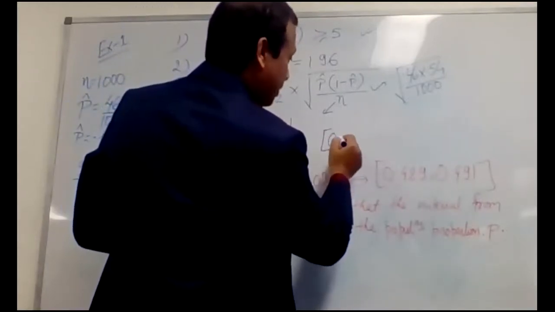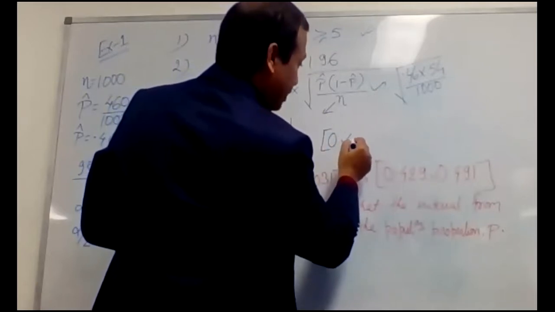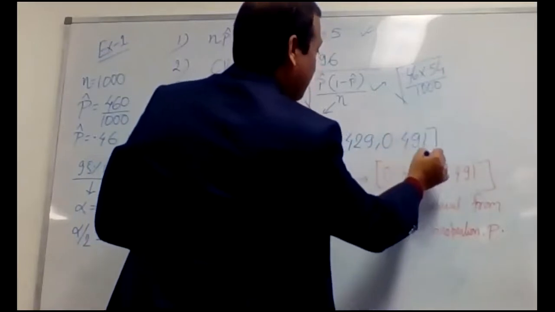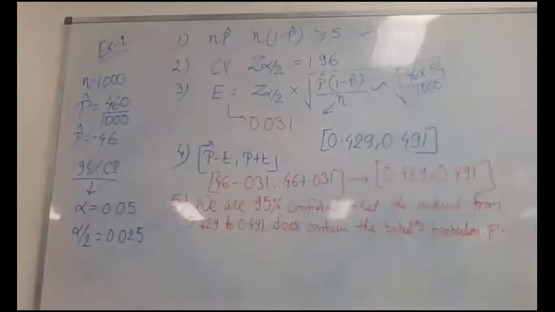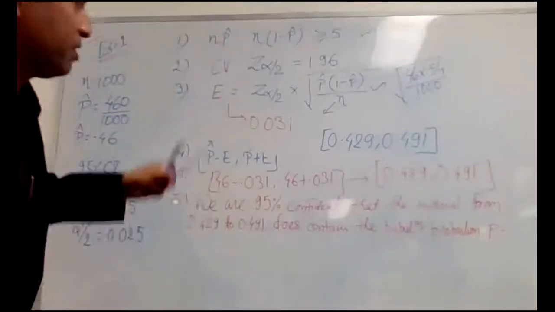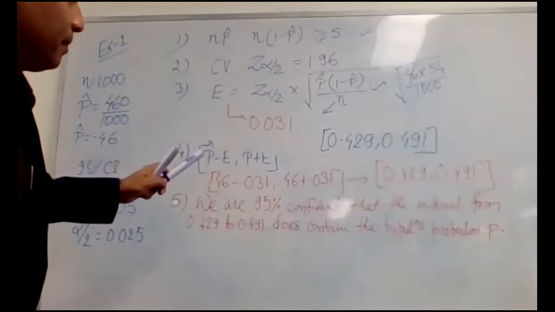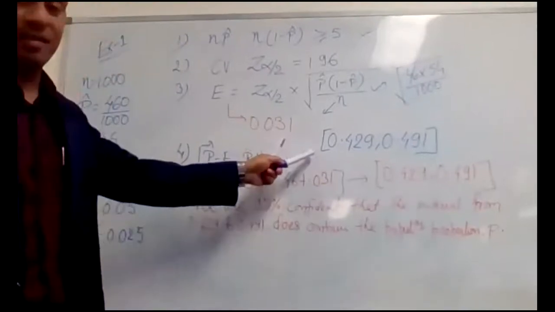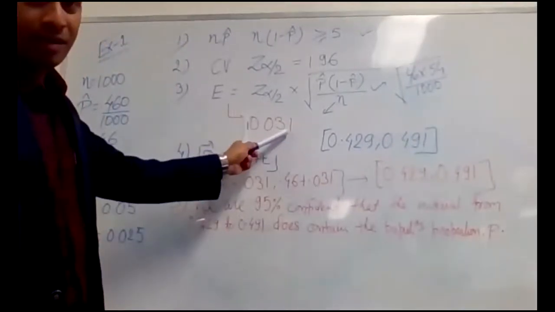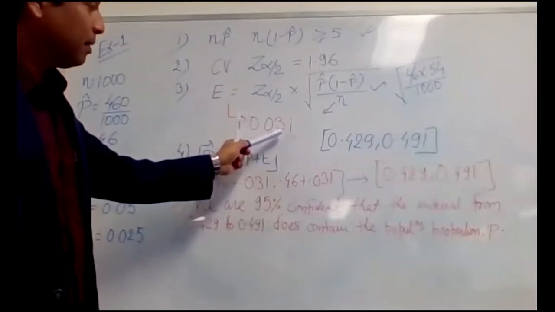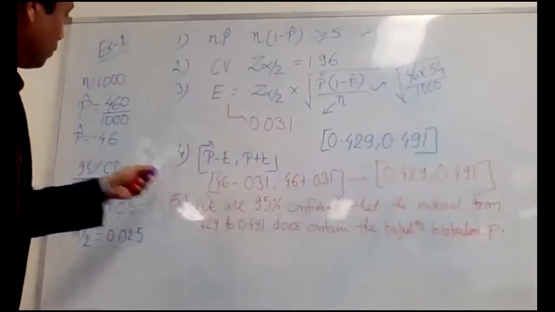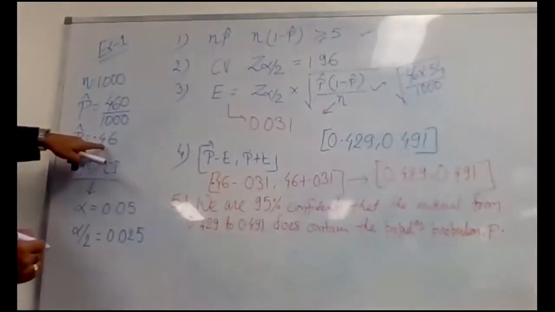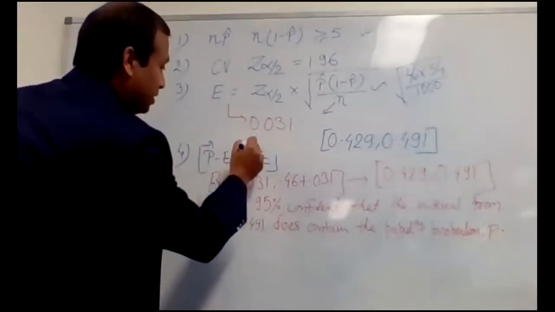Let me write this range, maybe using the red one: 0.429 to 0.491. Now it is visible, right? Did you get that answer, or are you just writing the answer? Did you get that 0.031? Yeah, I got that one, but I don't get the one that you just wrote. Oh, it's 0.46. 0.46 is p hat. Okay, yeah, I get it. P hat minus e. I didn't see the point.